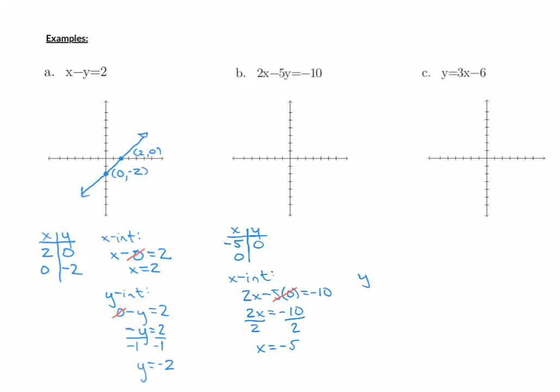For my y-intercept, we plug in 0 for x, my x term cancels, leaving me with -5y equals -10. We divide by -5 and we get y equals 2.